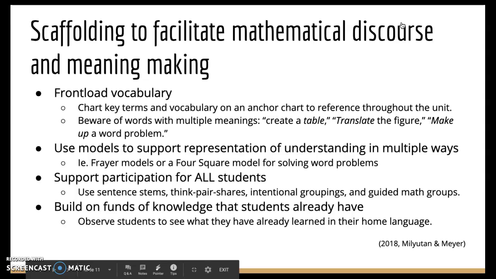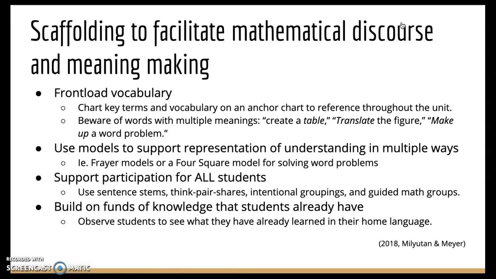Scaffolding strategies to facilitate mathematical discourse and meaning making in the classroom are as follows. Front load the vocabulary. This can be done by charting key terms, writing on an anchor chart for the students to reference throughout the unit. Beware of words with multiple meanings. We talk very fast. We're used to saying these things. So when we say create a table, think about what that might mean for other students. Translate the figure. Make up a word problem. To an English speaking teacher, we understand what those words mean, but they have multiple meanings, so really choose your words wisely.